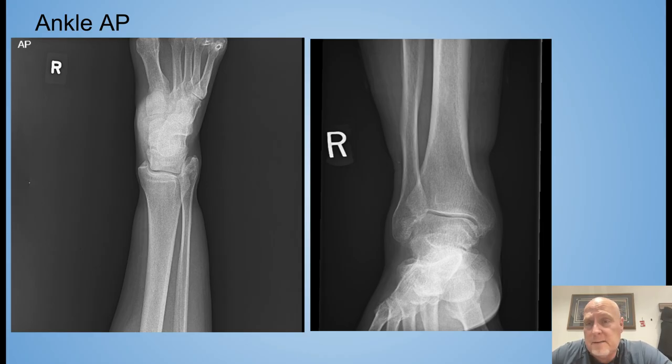So first of all, we have this AP ankle. The one on the left there, it's a pretty good picture. Not bad at all. Contrast is good. We're able to see what we need to see. However, the image is upside down. So we need to flip that up so it looks anatomically correct.